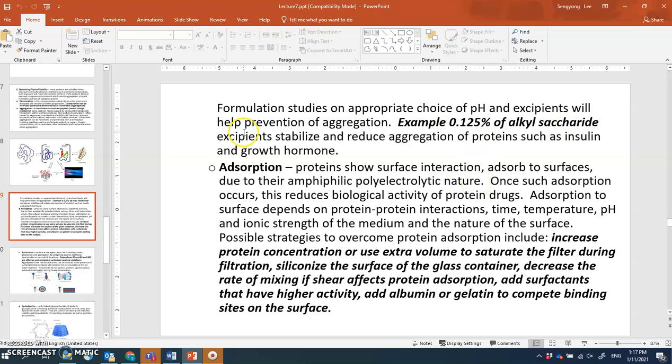So pH should be maintained, as we already know. Example, 0.125% of alkyl saccharide excipient can stabilize and reduce aggregation. So that's important at some point. And absorption we already talked about. Drug is binding on the primary container, so it's not good. So you can add more protein, so if it's absorbing, maybe part of it. And filtration, siliconation, surface, yes, I already talked about it. Okay.